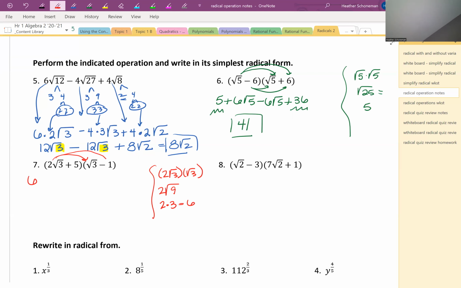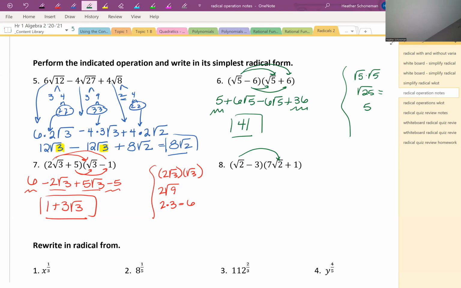Then over here, this gives me negative 2 square root 3. Then I multiply here and I get 5 square root 3. Then over here, I get negative 5. Let's combine like terms. 6 and negative 5 is 1. Negative 2 and 5 would be 3 square root 3. And we're done.